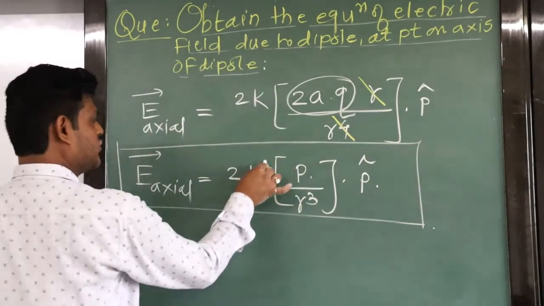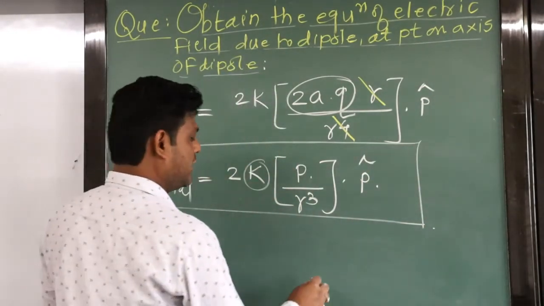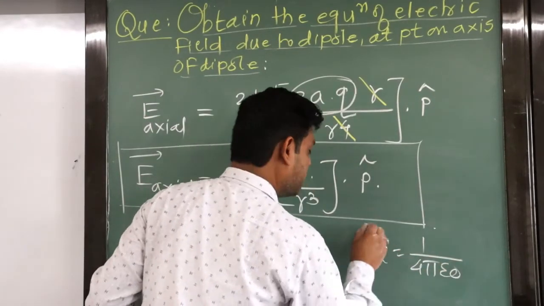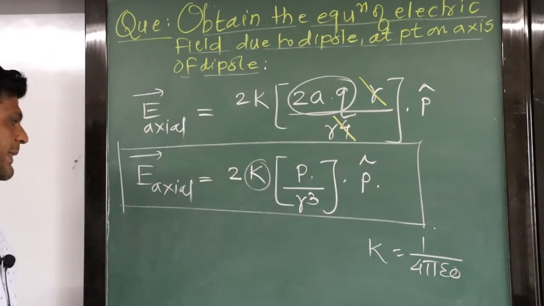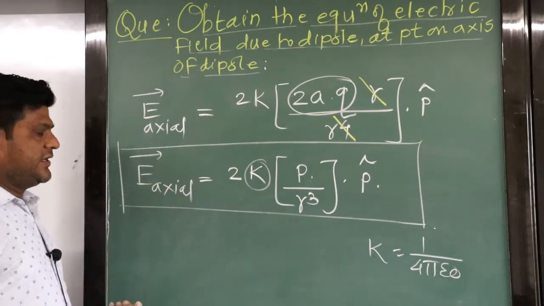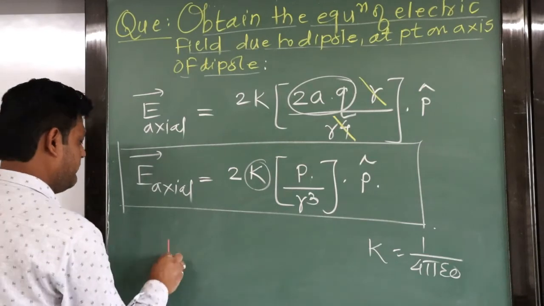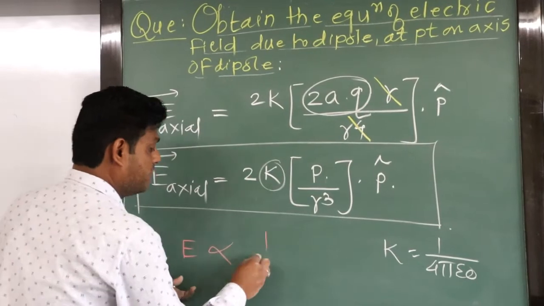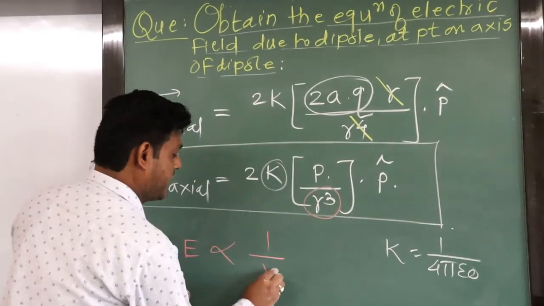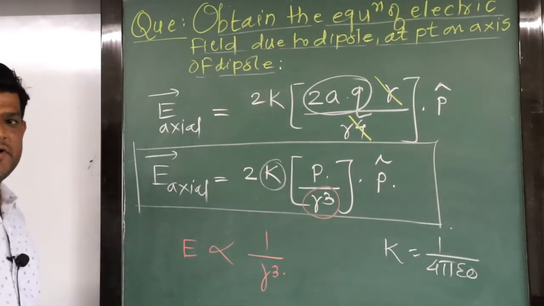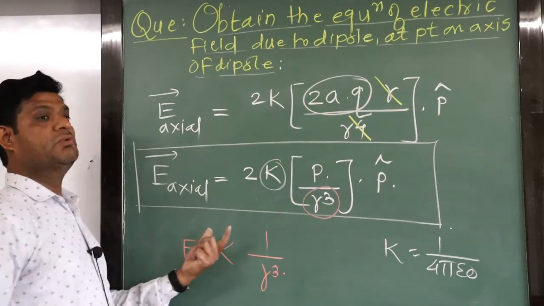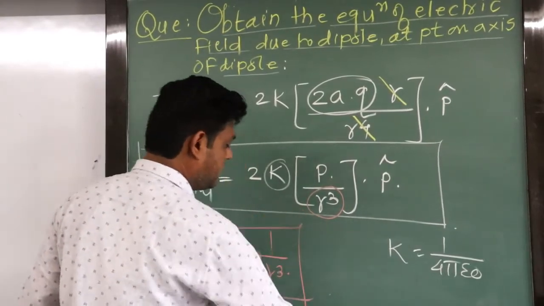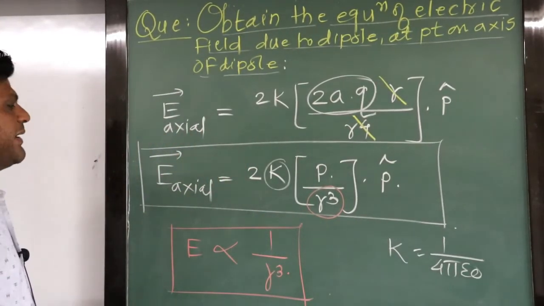So this is the equation of electric field on the axis of the dipole, right? Also we can write, instead of this K, K equal to 1 divided by 4 pi epsilon 0, we can put the value of K. This electric field, very important topic we are going to discuss, is inversely proportional to R cube, right? So this is also a very important question. Keep it in your mind, right?